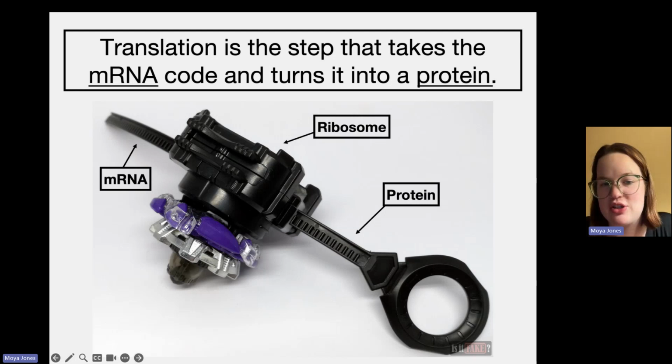Now, this is kind of a silly picture, but it is a little bit what the ribosome actually looks like. The ribosome has two subunits, an upper subunit and a lower subunit, so it's kind of going to look like this. The mRNA is going to go in, and the strand of amino acids, which is the protein, will come out.